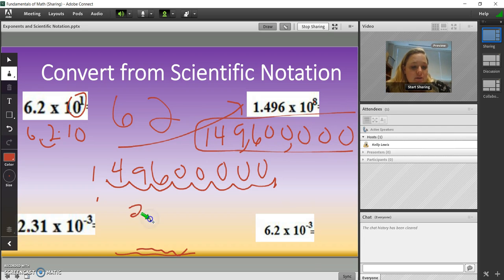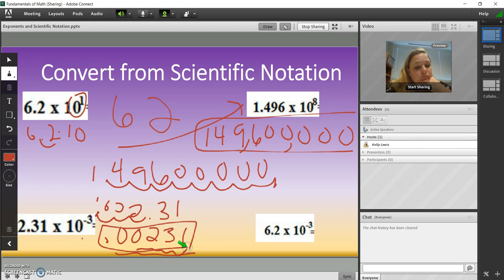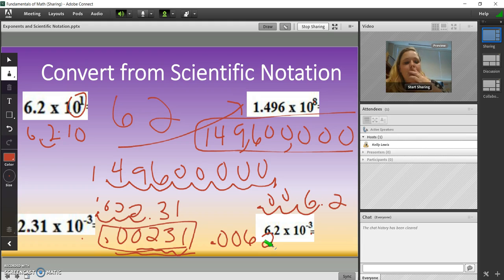Here, 2.31 times 10 to the negative 3. This negative means a small number, so we need to go this way. 1, 2, 3. We have 2 zeros to fill in. So 0.00231. And then here, sorry, it's got the same exponent. So we're going to do 6.2. We want to make it smaller 3 times. 1, 2, 3. So it's going to be 0.0062. That is our answer for it.